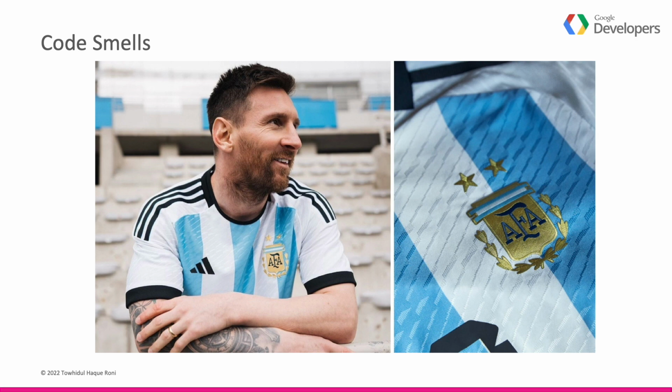Now, if we had coded the jersey in multiple places instead of just one, we would face a problem. Any change made in one instance of the code would need to be replicated in all the other instances. This highlights the issue of duplicate coding.